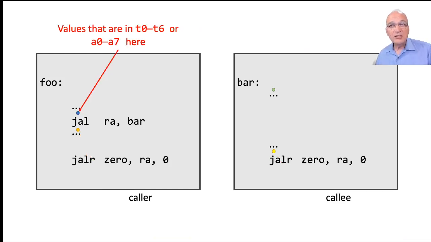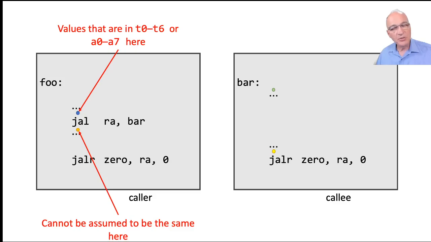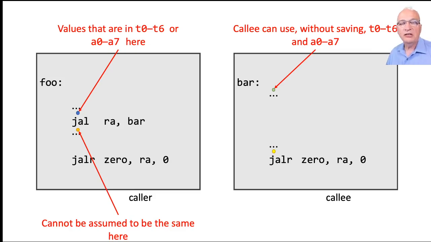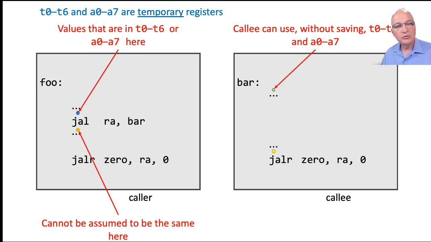The values that are in T0 to T6 or A0 to A7 immediately before the call cannot be assumed to be the same after the call. The callee is free to change them as it wishes. So the callee can use the registers T0 to T6 and A0 to A7 without saving them. There is no need to restore them. T0 to T6 and A0 to A7 are temporary registers that are not preserved during a function call.